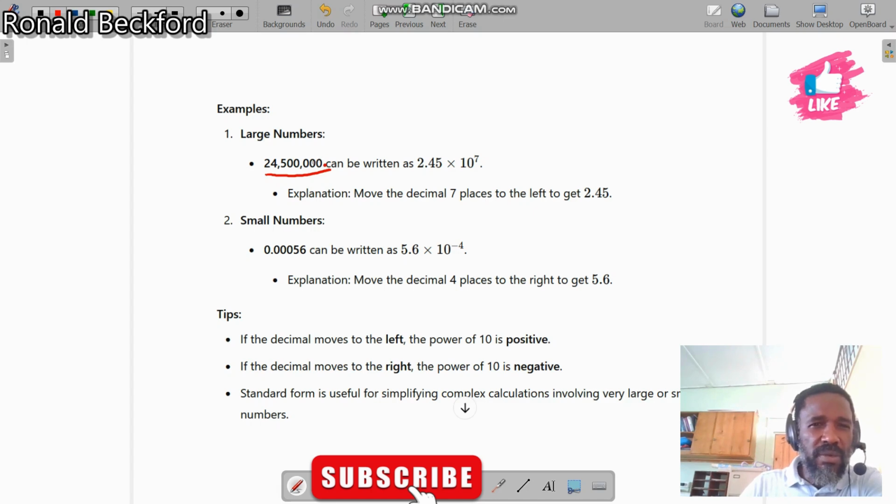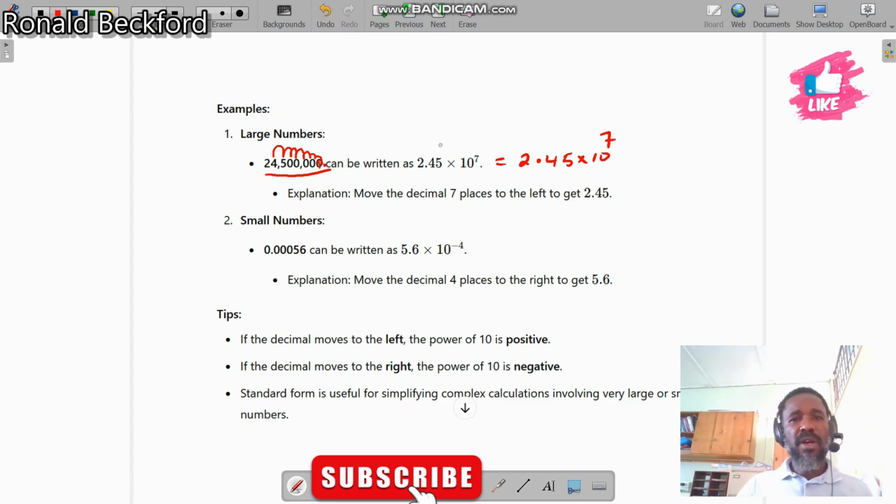Right now we have 1, 2, 3, 4, 5, 6, 7 numbers before the decimal point. So I'm going to move the decimal point: 1, 2, 3, 4, 5, 6, 7. So we have jumped 7 places, and the number is 2.45 times 10 to the power of 7. Again, because the decimal point was moved to our left, the power of 10 is positive. Earlier it said that for large numbers, the power is going to be a positive integer.